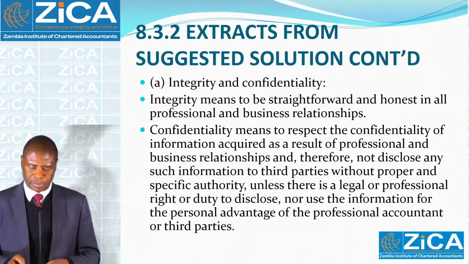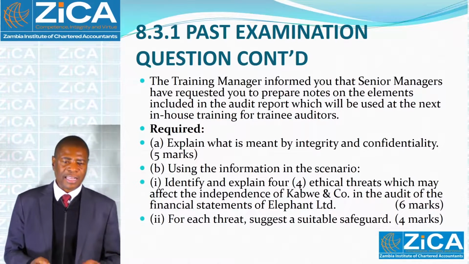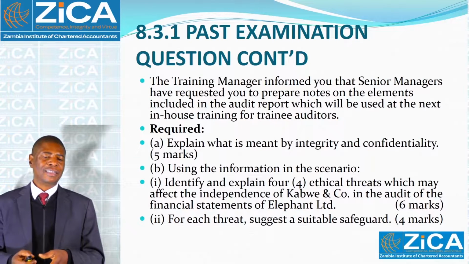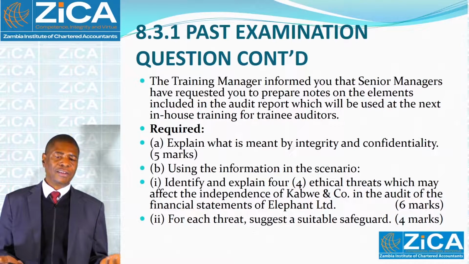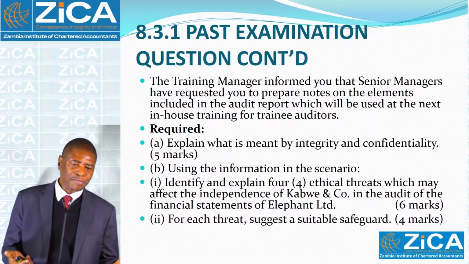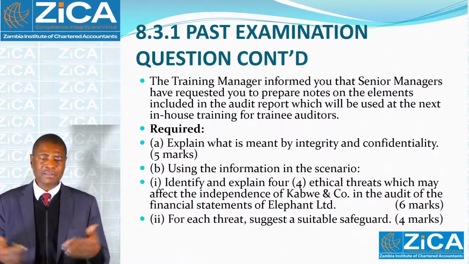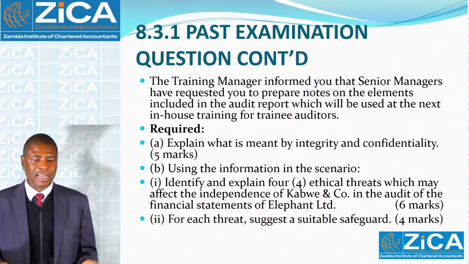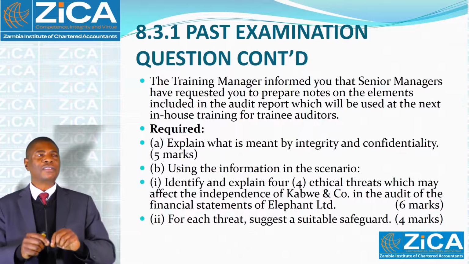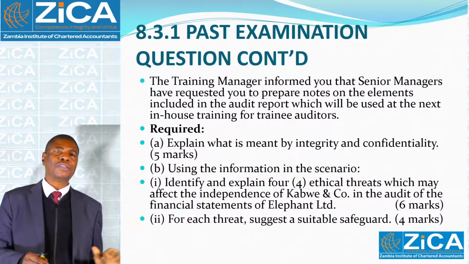The requirements were basically to explain what is meant by integrity and confidentiality. Integrity is straightforward. Confidentiality means definitely do not disclose, although there is an exception. Those were 5 marks. If you knew that, you get it; that's knowledge-based. Then, using the information in the scenario, again, if you go outside the scenario, you're not answering the question.